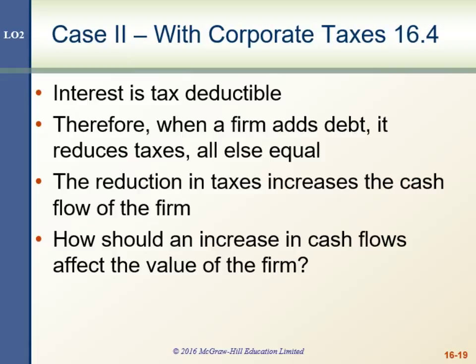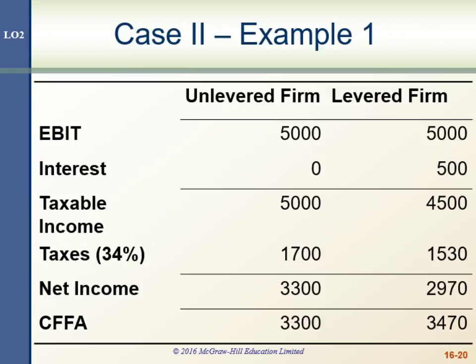So we have the fact that interest is tax deductible, and so adding debt means it reduces taxes. An increase in debt implies an increase in interest, and so that increases the cash flow to the firm because the amount of cash flow out to pay for taxes goes down. And so how does that increase in cash flows actually affect the value of the firm? That's what M&M Proposition 1 with corporate taxes is talking about. So this is case 2, M&M Proposition 1 with corporate taxes.